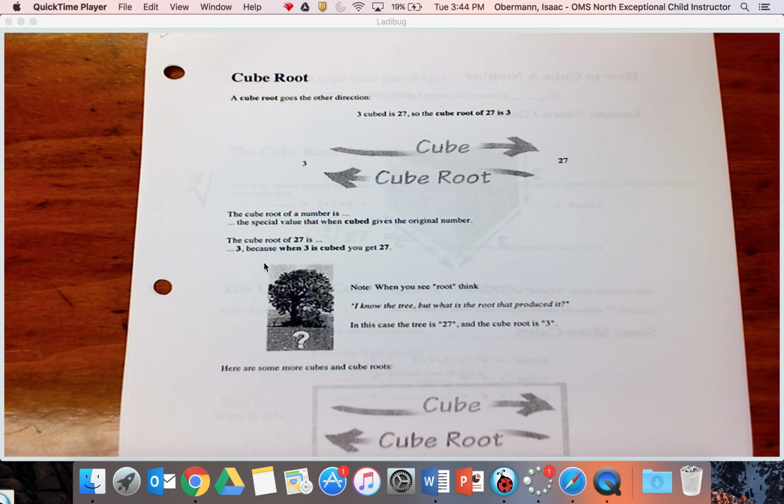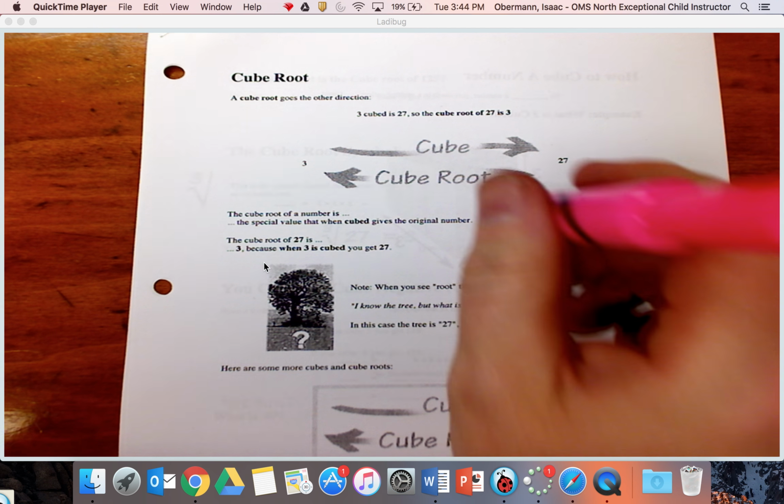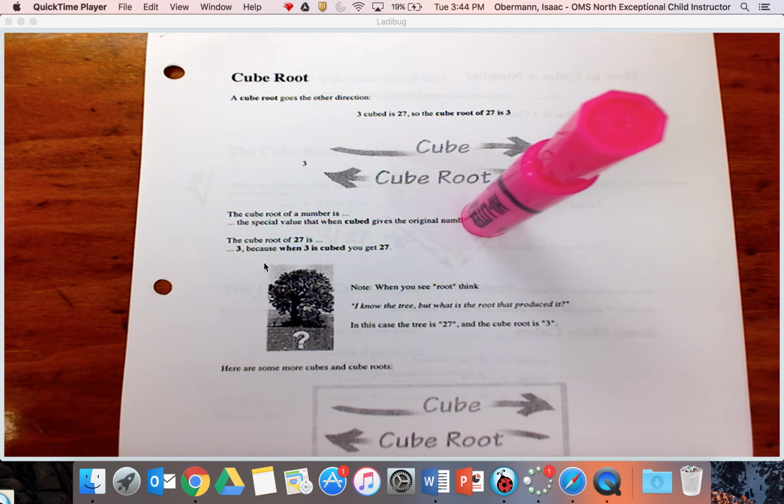Make sure you have a highlighter with you as you do this. If you didn't get one from me, I have some. So make sure, because you're going to do some highlighting and taking some notes. The cube roots are pretty cool to use, and they're pretty cool to do.